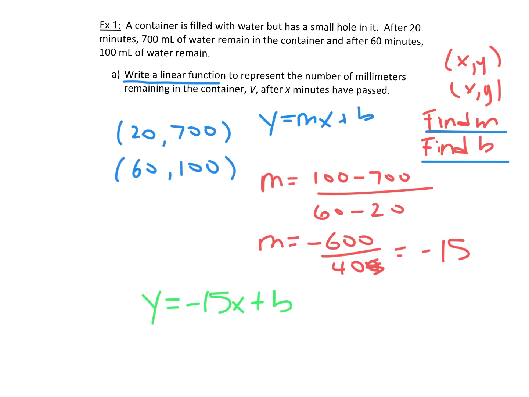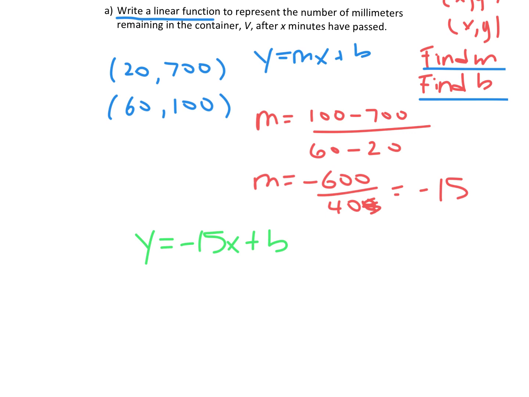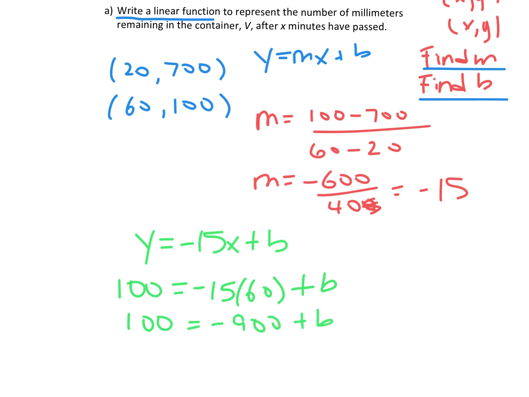B is my unknown. You can choose either of these 2 points on the line to plug in as x and y. So I am randomly choosing 20. Actually, I'll choose 60, 100. So I'm going to go 100 for my y value equals negative 15 times 60 plus b. So that's going to give me 100 equals negative 900 plus b. When I add 900 to both sides, I get b equals 1,000. So my final equation, slope-intercept form, putting those 2 things together, is y equals negative 15x plus 1,000.